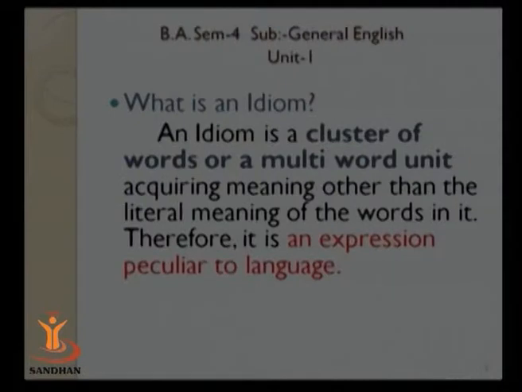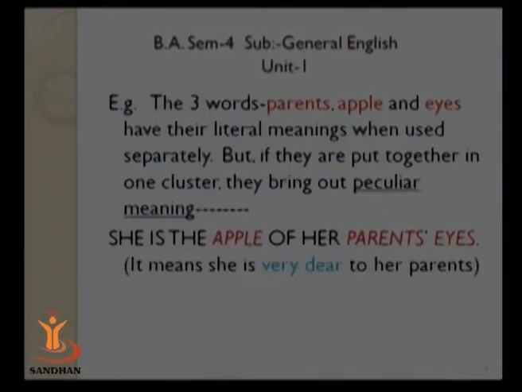Now, let's take an example. I have given you an example here. Look at the slide. The three words parents, apple, and eyes have their literal meanings when used separately. But if they are put together in one cluster, they bring out a peculiar meaning. See the example: She is the apple of her parents' eyes. Now the meaning has changed. And what's the new meaning? I have put it in the brackets. It means she is very dear to her parents.